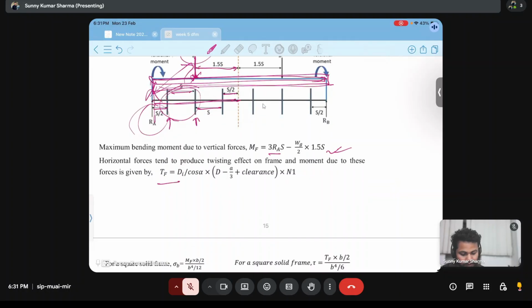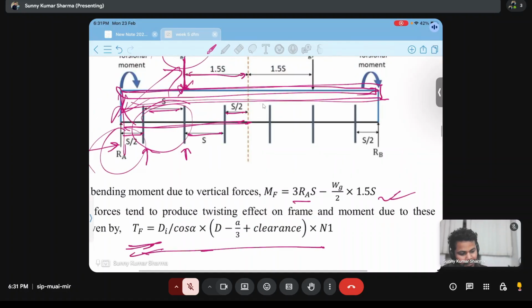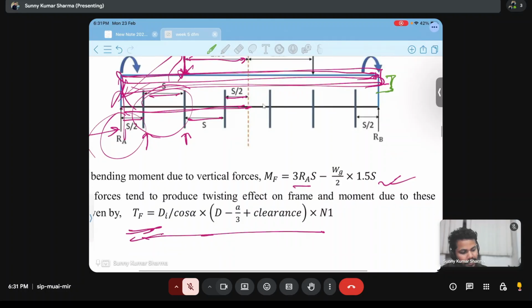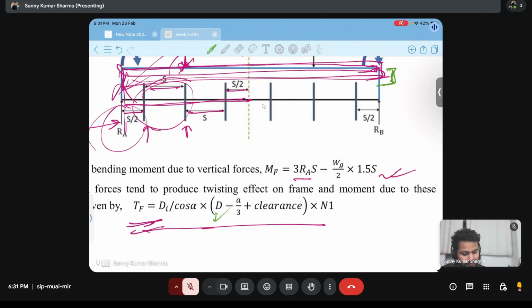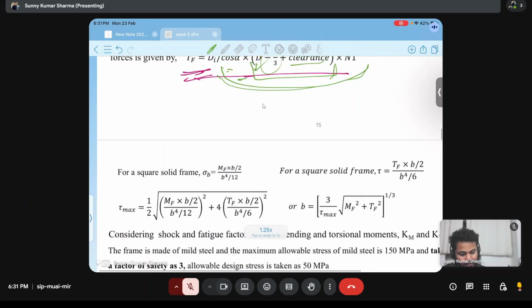And for torsion moment, the same thing will be there. Torsion moment will be due to draft, and it will act at a distance of not r here, it is d minus a by 3 plus some clearance. This clearance is there, diameter plus this clearance minus a by 3, at this moment arm that draft will be acting. So torsion moment will be computed using this equation, and bending moment will be calculated using this equation.